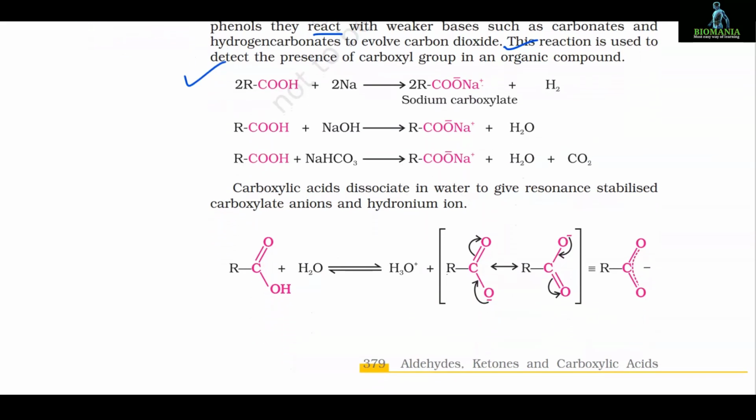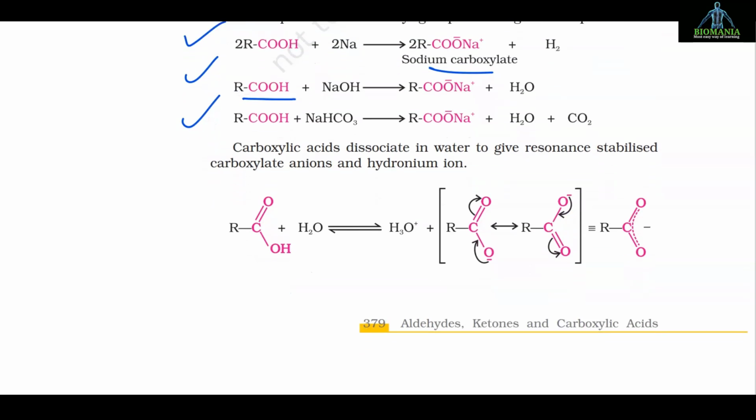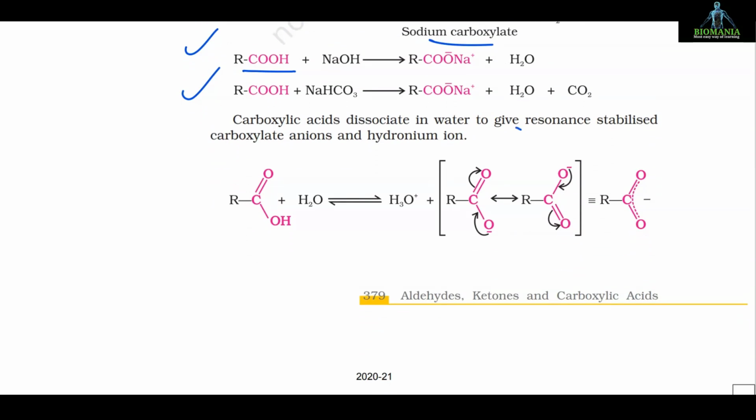Here you can see all the three reactions, where 2RCOOH plus 2Na is forming the sodium carboxylate. RCOOH plus NaOH is forming RCOO-Na+, where COO negative and Na positive, and again the same product it is forming with NaHCO3, and along with that it is also forming H2O plus CO2. Carboxylic acids dissociate in water to give resonance stabilized carboxylate ions and hydronium ion. Here you can see this resonance.